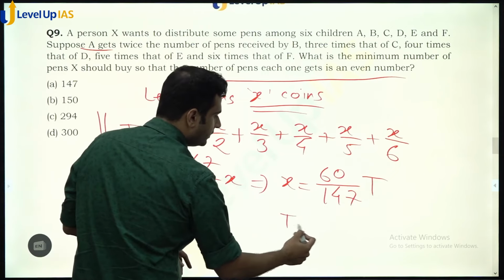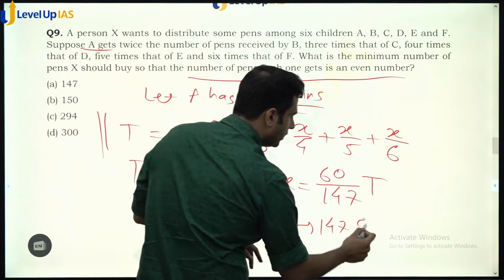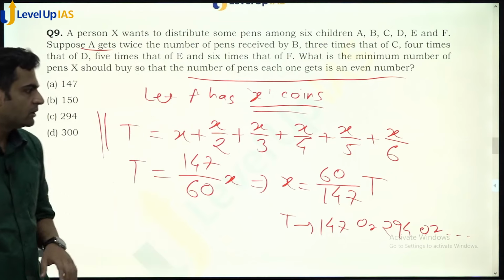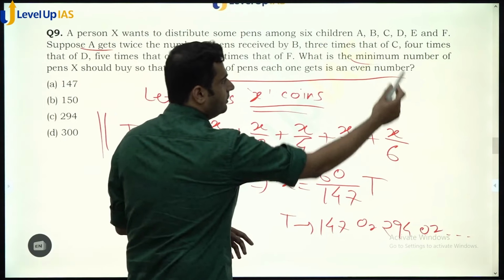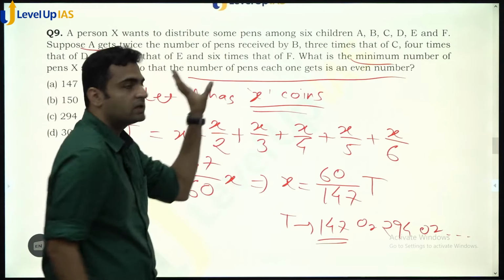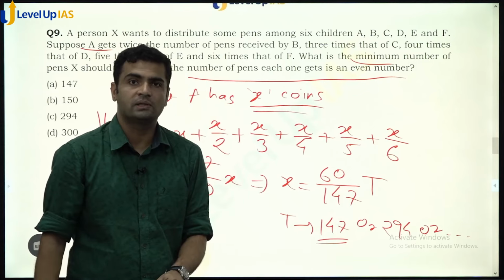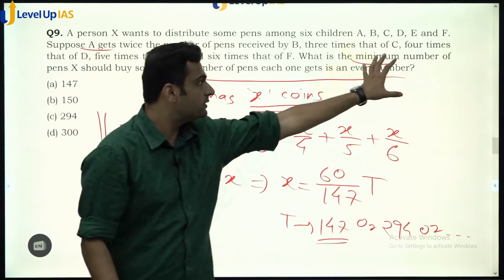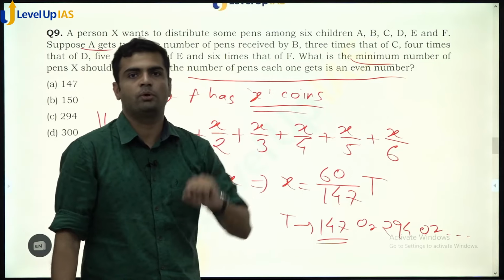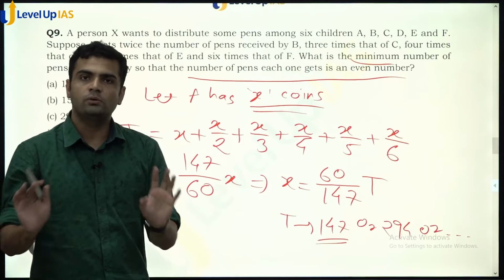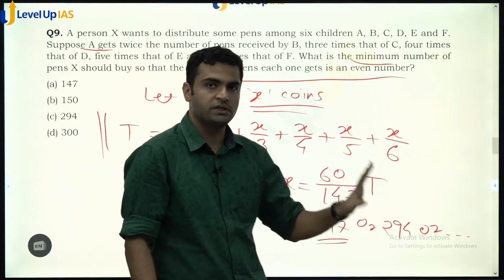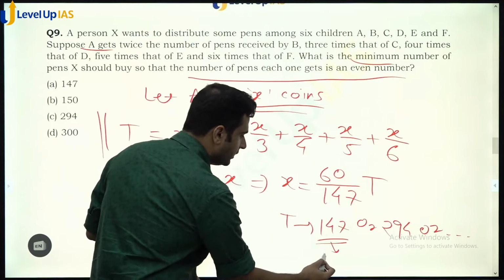So T can be 147 or 294 or so on. Okay. Of the smallest of them, we want to find the minimum number. Minimum number is 147. If this condition was not there, then our answer would have been 147 simply. But see that there is this condition. Every one of A, B, C, D, E, F has to get an even number of pens. Now with 147, we just have to check if that is being followed or not. So if T is 147, then X is 60.